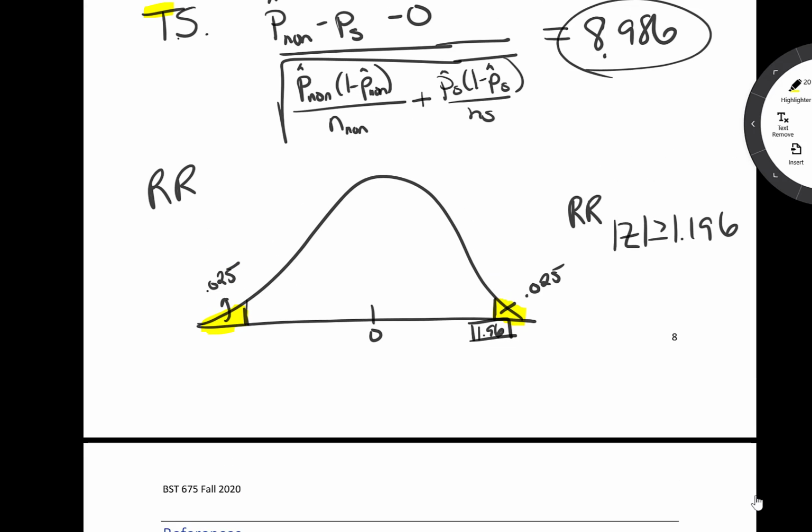So that's going to conclude this note set. And in the next one, we're going to talk about some more concepts with hypothesis testing.